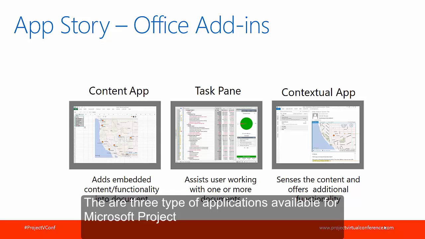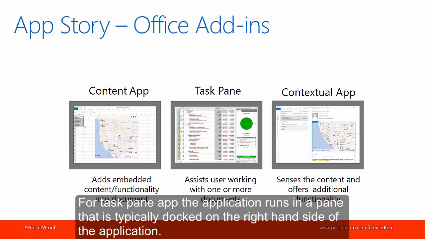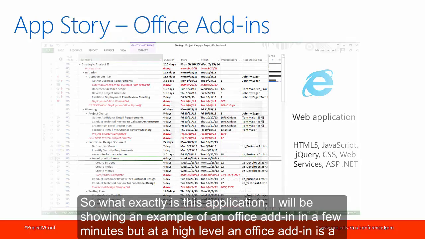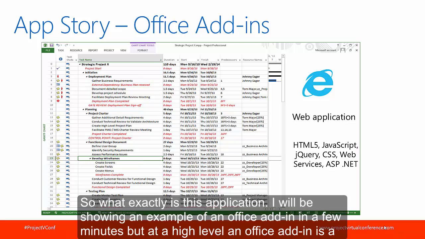However, we're totally focused on apps for Microsoft Project, and the only type of app supported by Microsoft Project is the Task Pane app. The Task Pane app is an application that runs on the right-hand side of an Office application. So what exactly is this type of application?